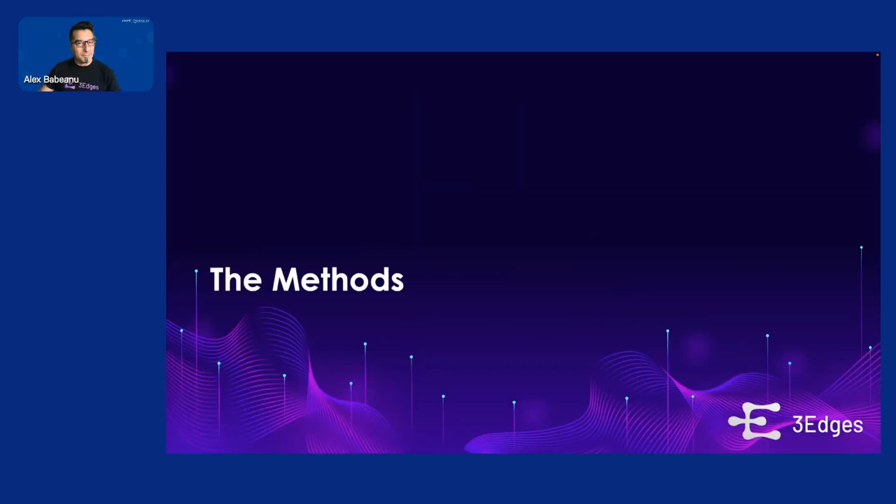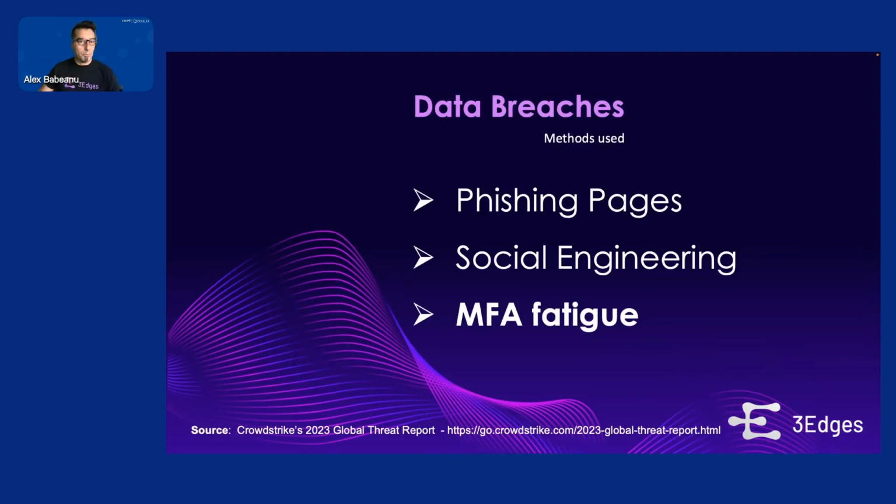So what are the methods that those attackers use nowadays? They're quite telling. I mean, we know about phishing, obviously. We know about social engineering, which was one of the examples I just cited. But there's also something called MFA fatigue. Now, multi-factor authentication is a good way to try and prevent breaches, but there's fatigue.